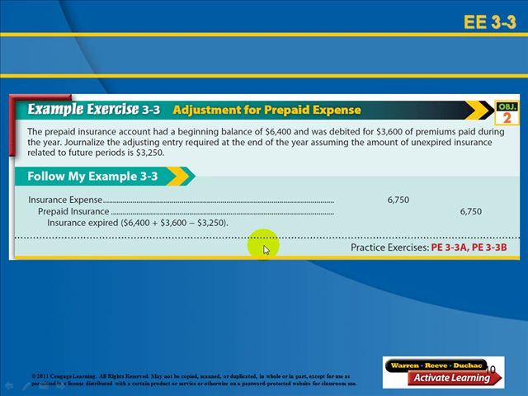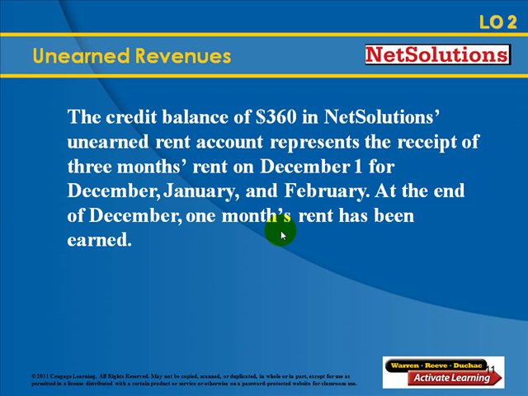Let's look at an example of prepaid expenses. The prepaid insurance account had a beginning balance of $6,400 and was debited for $3,600 of premiums paid during the year. Journalize the adjusting entry required at the end of the year, assuming the amount of unexpired insurance related to future periods is $3,250. You will debit insurance expense for $6,750, credit prepaid insurance for $6,750, and then you would post this journal entry to the ledgers.